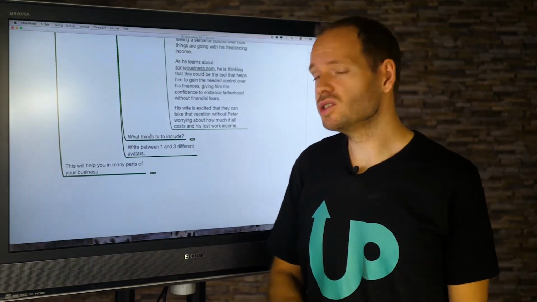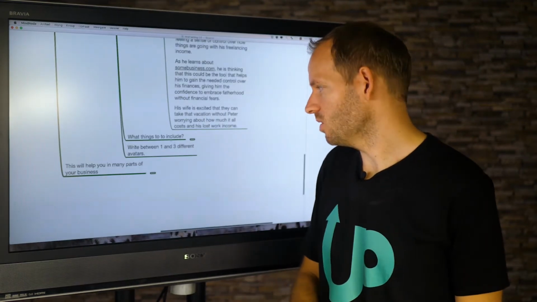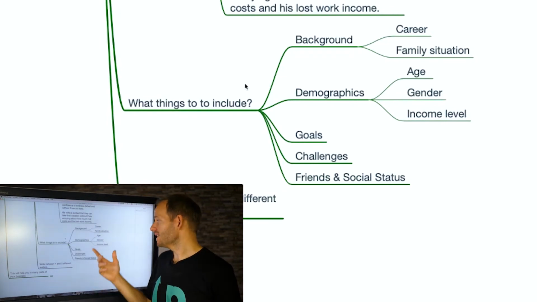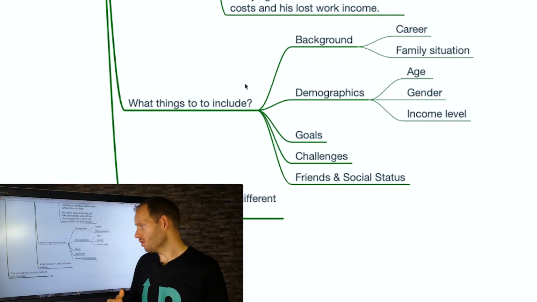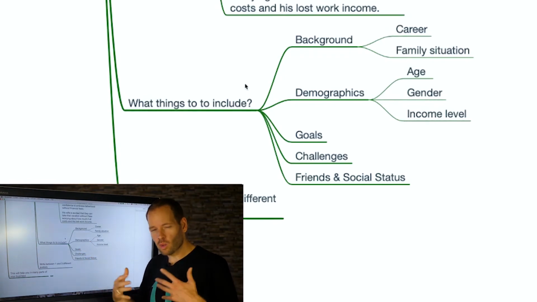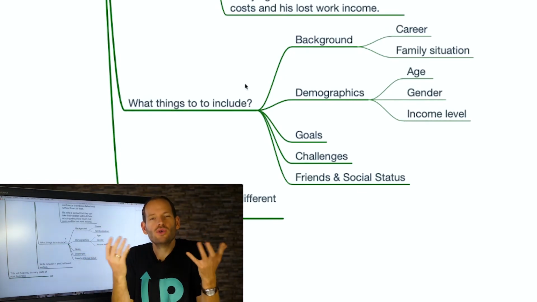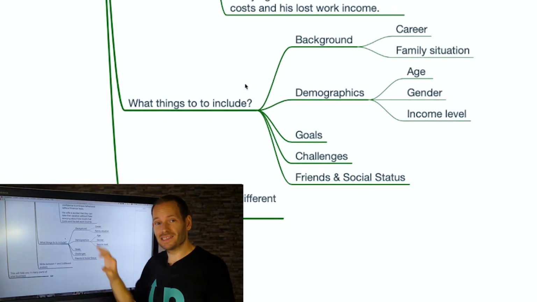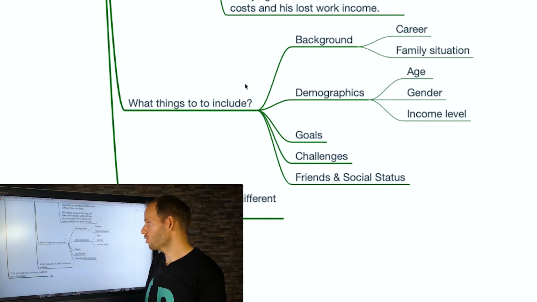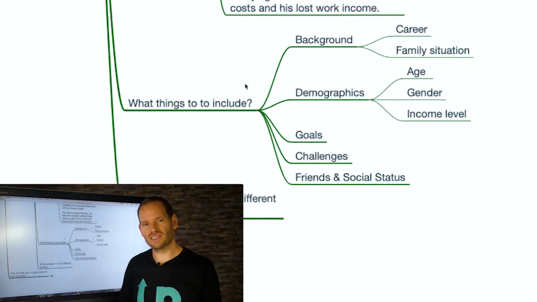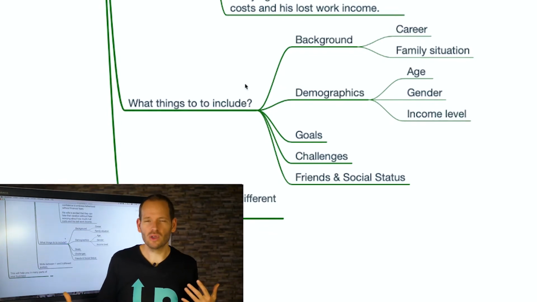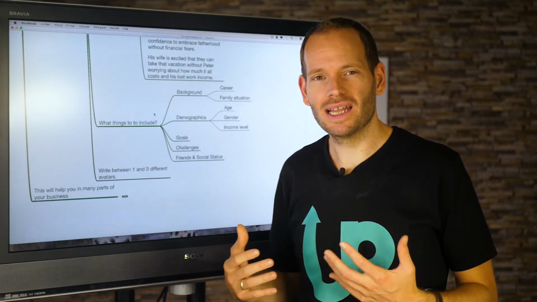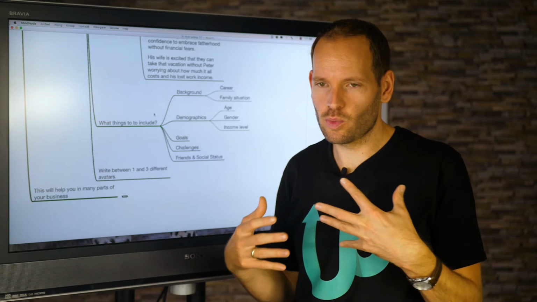So what kind of things do you want to include when you're writing such an avatar? First of all, their background: what's their career, what's their family situation. Secondly, the demographics: age, gender, income level. But also, very important, their goals: what do they really want, who do they want to be, or who do they want to become. Challenges they have in their life, but also, and that's very relevant obviously for the referral program, what are their friends and social status like? What kind of people does your avatar hang out with? Because that's also going to help you understand later on, hey, I've thought of this thing, would they actually share this?